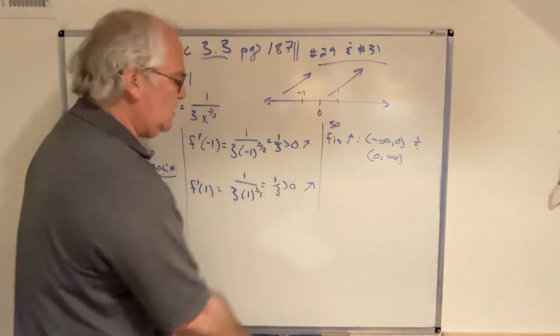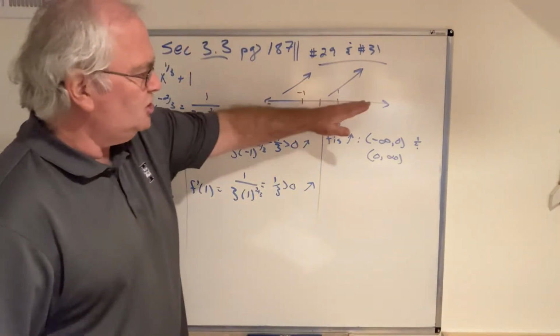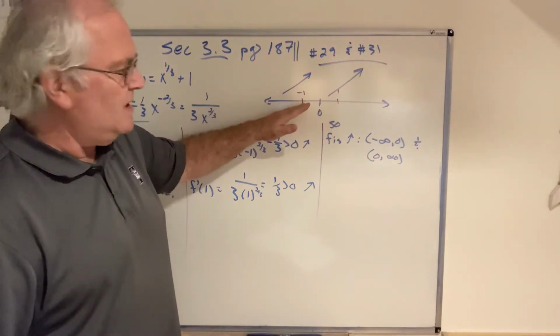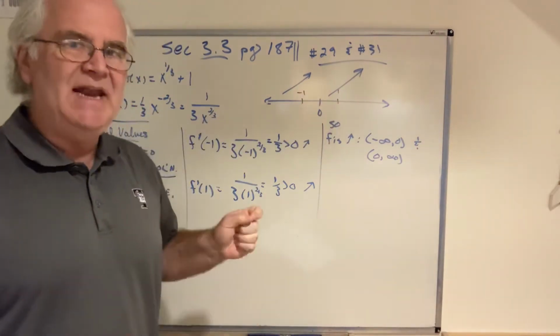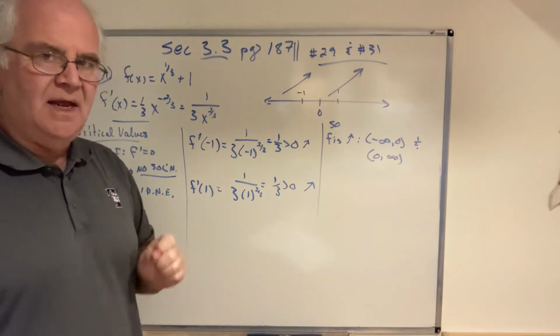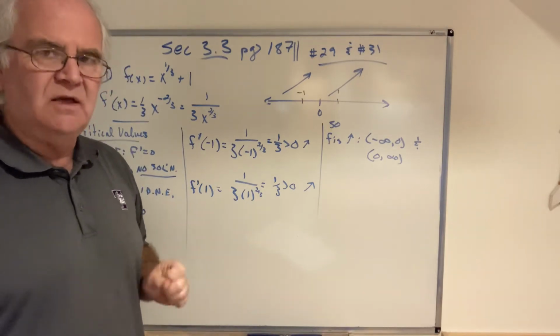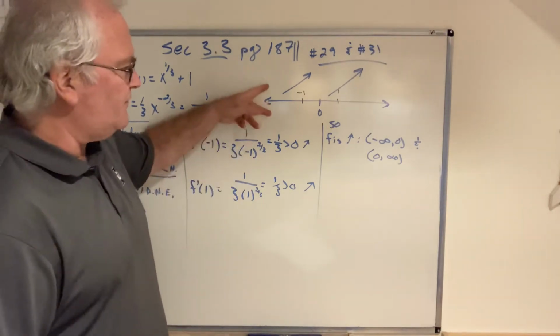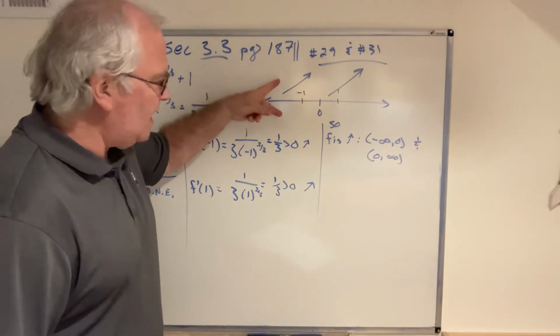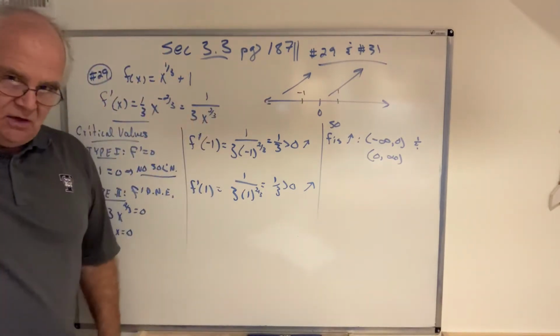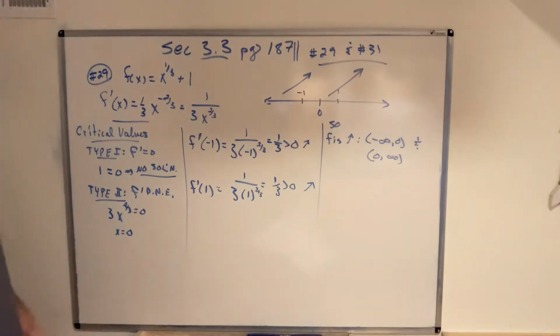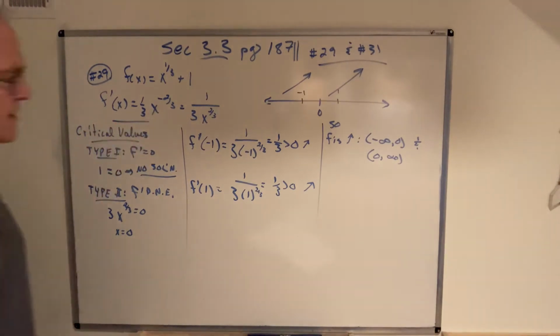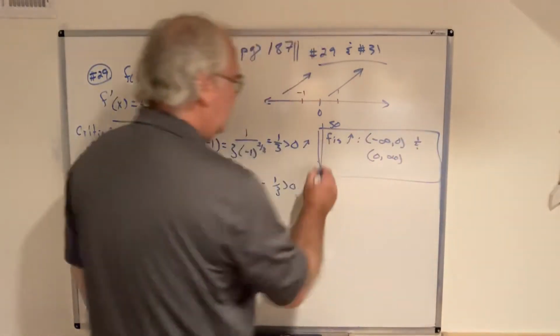Since this particular function never changes, that means this particular function cannot have any relative max or relative min. There are no relative extrema for this function because it never changes from increasing to decreasing or vice versa. So there's problem number 29 worked out, and that's our final result. And there we have it.